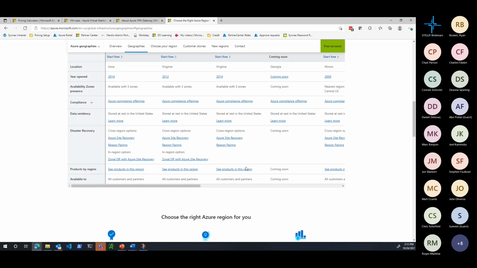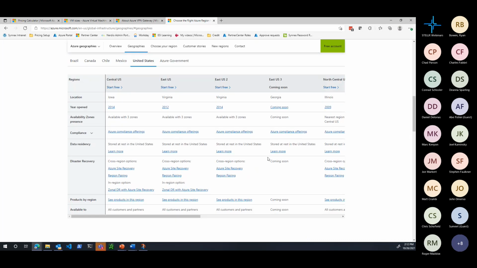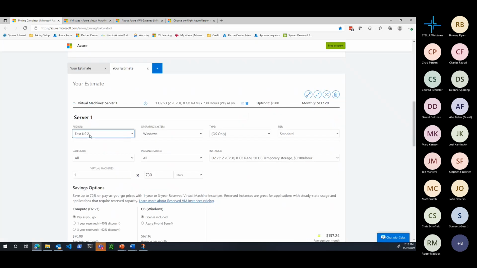And you may not need to reference these because it may be a very basic infrastructure, and that's fine. I want to give you all the information as possible as you start your journey and getting your customers to the cloud. So I'll use East US 2 for our demo here and server 1.